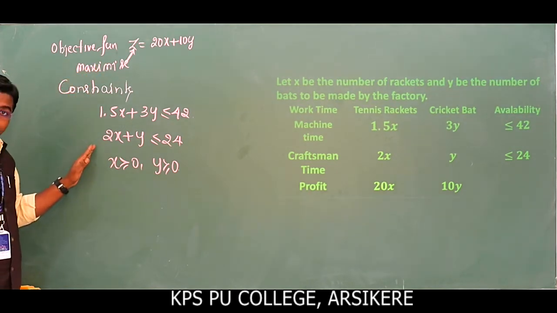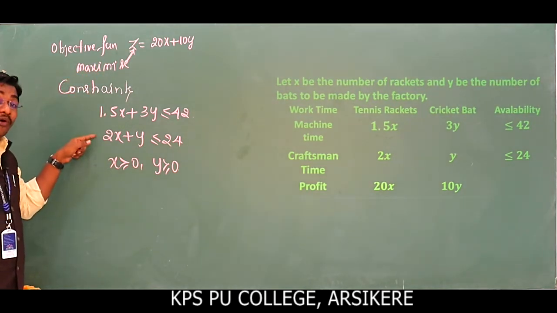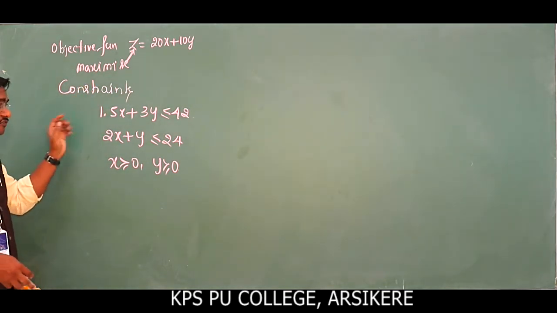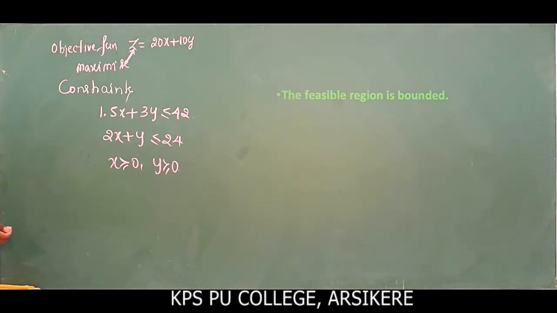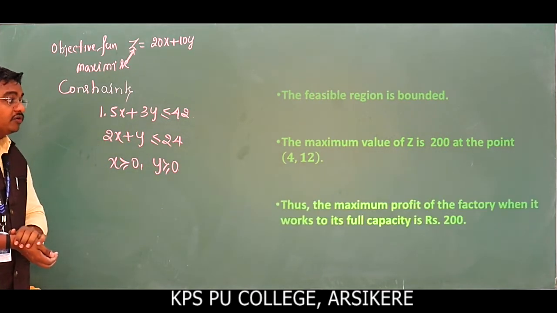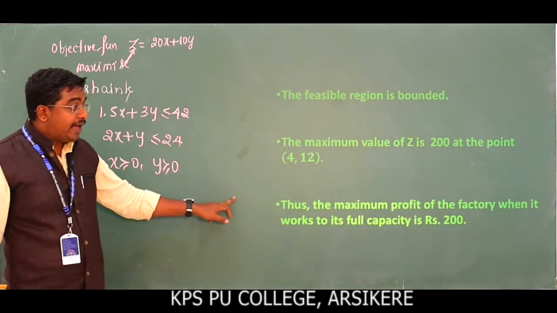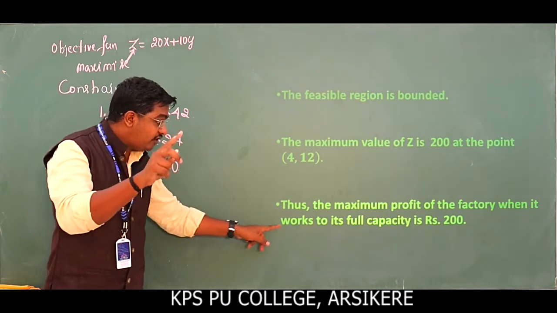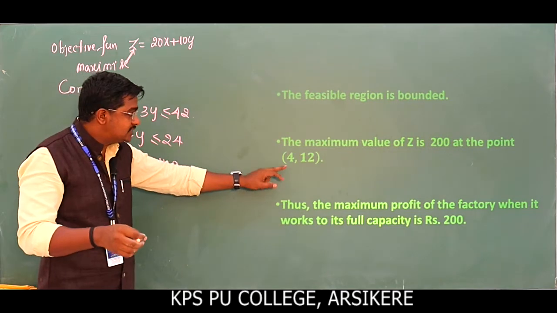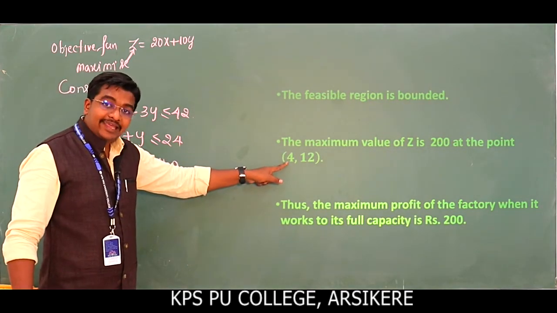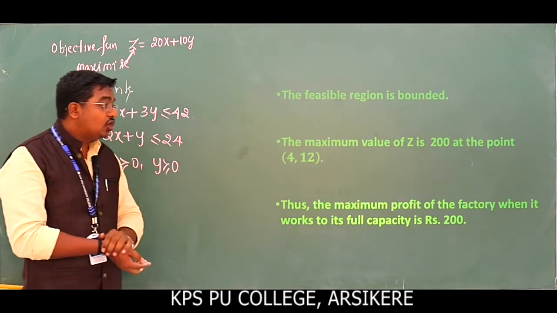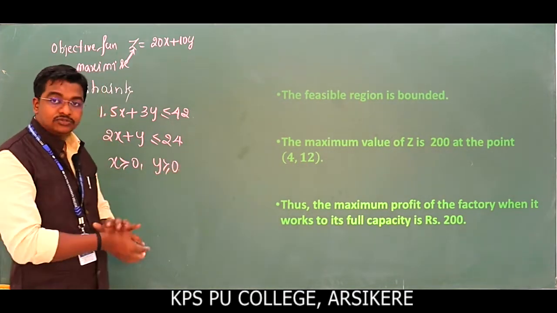When you find the feasible region, we get a bounded region. Follow the same method, solve it, and we get the feasible region. The feasible region is bounded. The maximum value of z is 200 at the point (4, 12). Thus the maximum profit of the factory when it works at full capacity is 200. So when it makes 4 tennis rackets and 12 cricket bats, the maximum profit is 200. Clear? Okay, write down all the things that are written here.